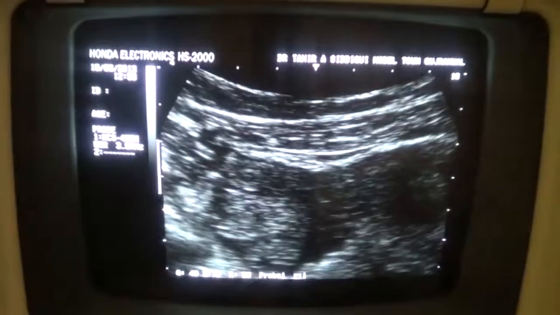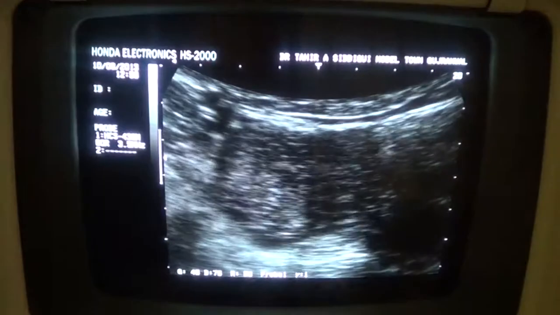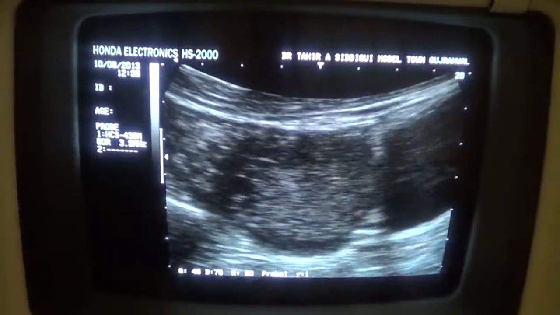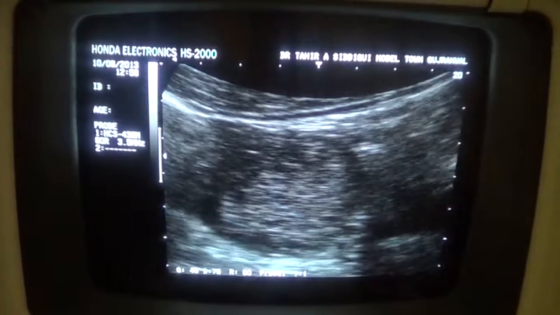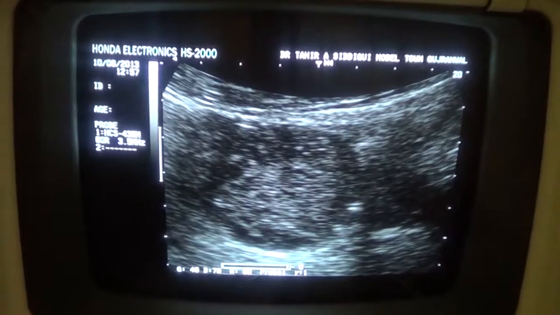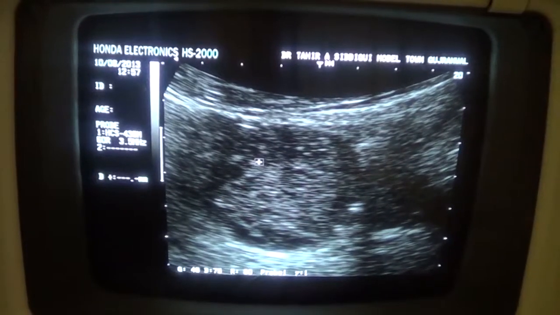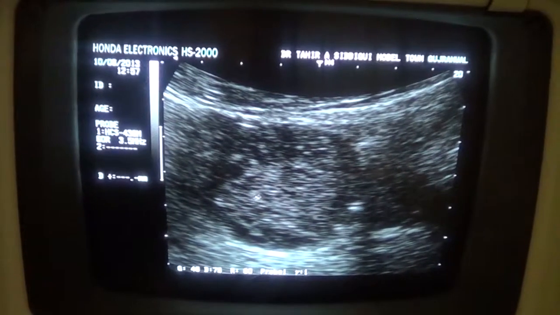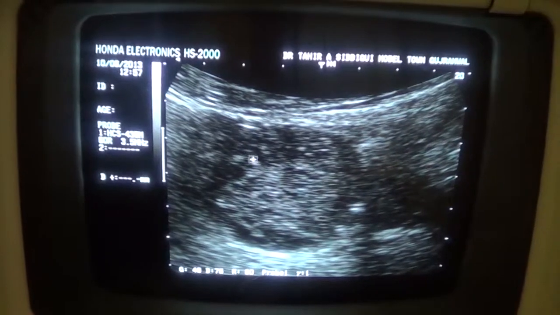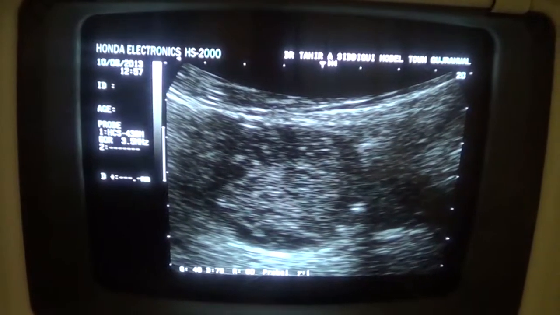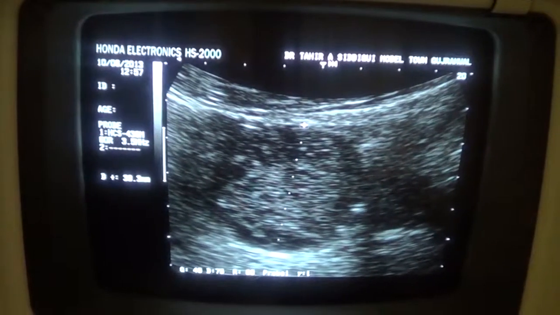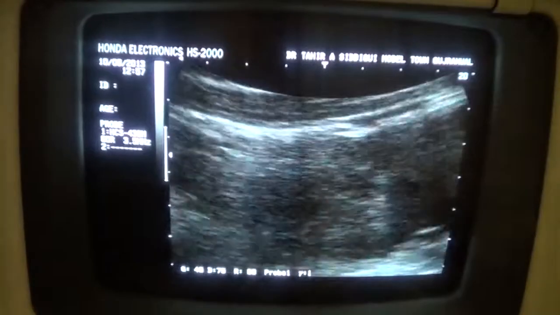Now this is a magnified view of the cystic mass, and you can see that it's maintaining its shape. I have given almost a 90-degree sweep to the probe. There is no calcification seen within it. These tiny cystic areas are suggestive of vessels within this cystic mass, which measures approximately 4 by 4 centimeters.